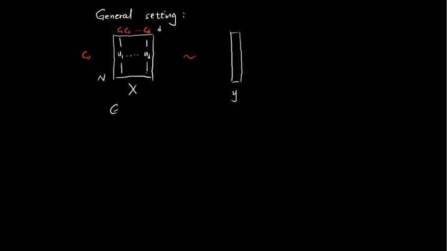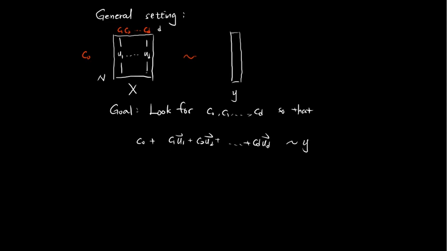So the goal this time is to look for some coefficients C0, C1 up to CD, so that C0 plus C1U1 plus C2U2 plus up to CDUD is very close to Y. And I want to emphasize that, you can imagine that C1, C2, up to CD, these are the weights.